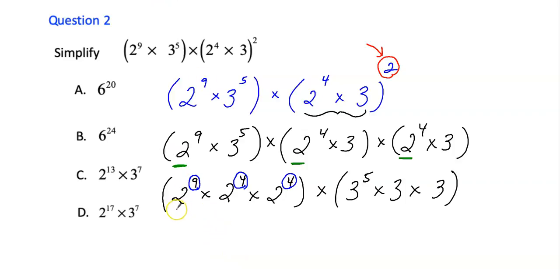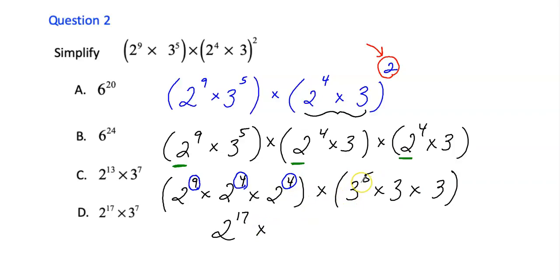So really what I'm doing is when the bases are the same, I simply bring down the base, which is 2, and add the exponents. 9 plus 4 is 13. 13 plus 4 is 17. I'll do the same thing here so I don't have to write it out in expanded form.